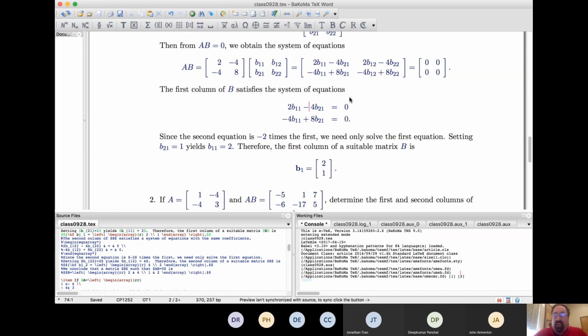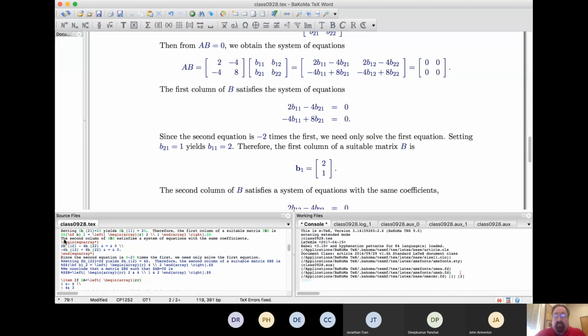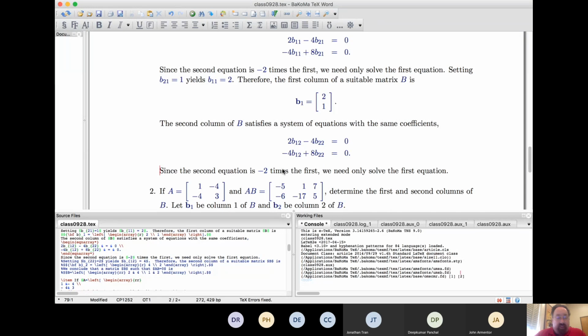So then, if I proceed to the second column of B, well, that's going to be the same system of equations. The unknowns are different because it's the second column versus the first, but the coefficient matrix, whatever we'd actually be row reducing, is exactly the same. So really, the only way I can get a different column here is to choose a different value for my free variable. So this is unfolding the same way so far.